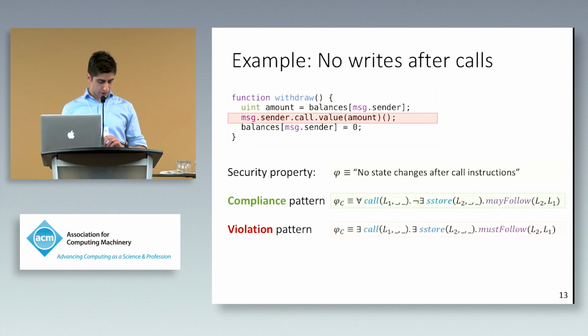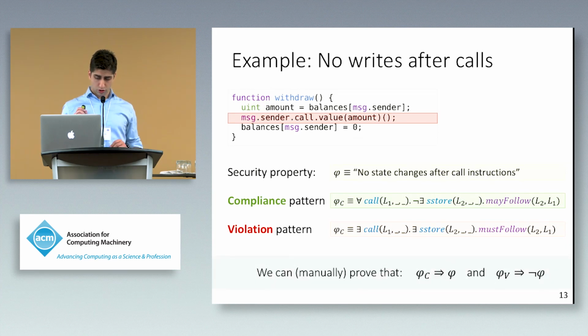And for this example, the compliance and violation patterns would look as follows. For compliance, we can write that a contract is safe if for any call instruction, there's no store instruction that may follow it. And conversely, for the violation, we can phrase the pattern saying that if there exists a call and a store where the store must follow the call, then for sure the property would be violated.